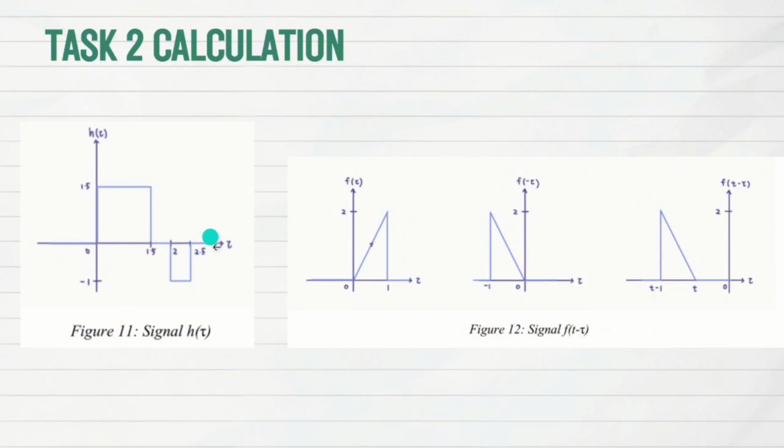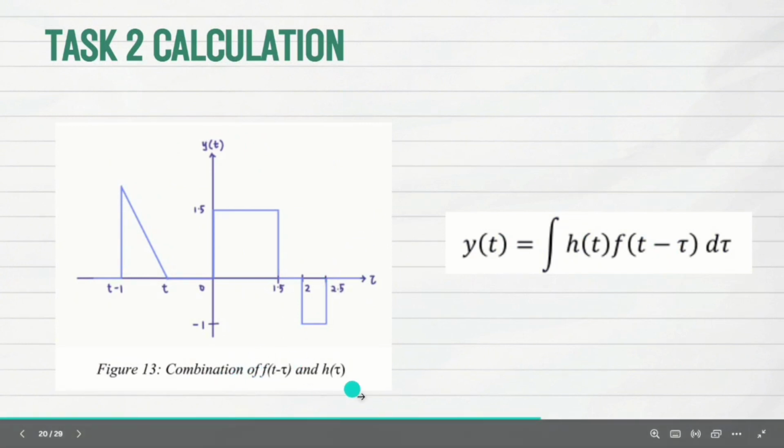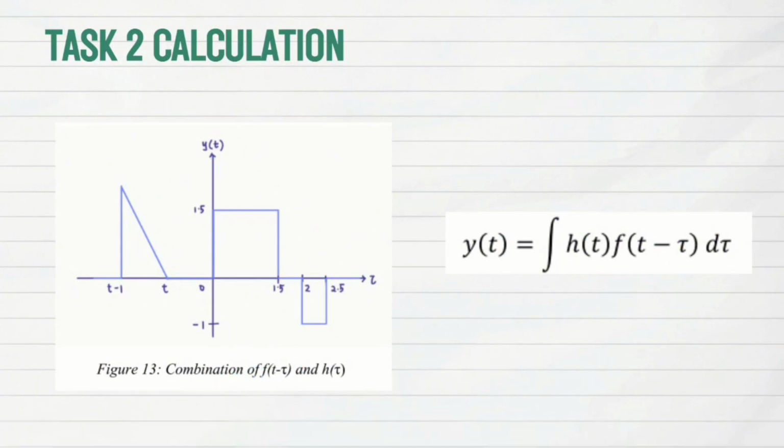After that, t is replaced with tau for both signals, with h(t) and f(t) becoming h(tau) and f(tau). Then the signal f(tau) is reflected into f(-tau) and shifted into f(t minus tau), as shown. So here is the combination of f(t minus tau) and h(tau). To find the product signal y(t), f(t minus tau) is shifted to the right to produce overlapping signal between h(tau) and f(t minus tau), and then the convolution integral is solved.